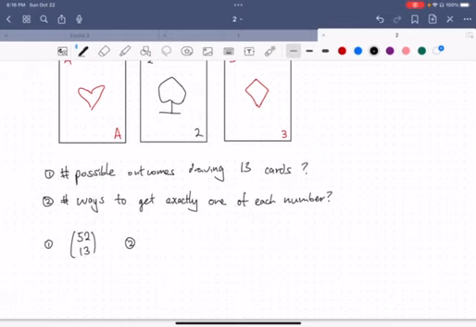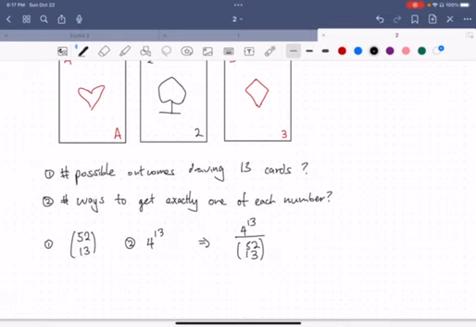And then the answer to question 2, how many ways are there to get exactly one of each number? Well, again, we don't care about the order, so all we care about is that each number appears exactly once. But for each number, there are 4 versions of that because there are 4 suits. So we have 4 options for each number, and there are 13 numbers, so that's 4 to the 13. And so the probability turns out to be 4 to the 13 over 52 choose 13.